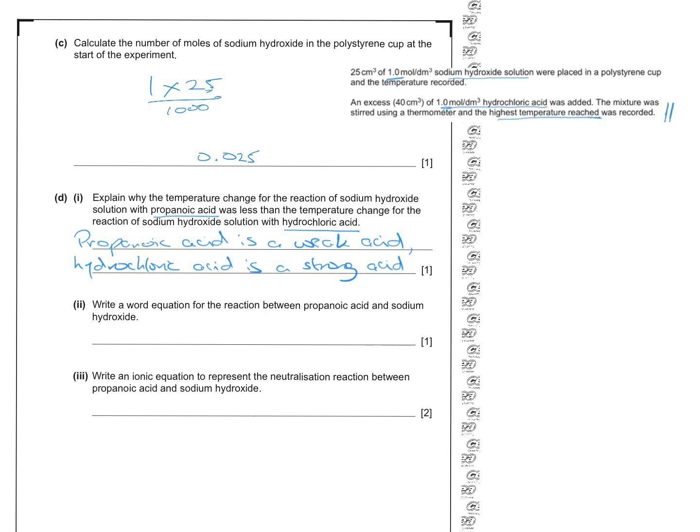Now make sure you comment on both acids, because both acids are mentioned in the question. You've got to refer to both of them. Part 2, this is the word equation.